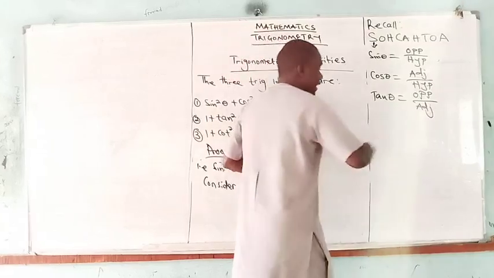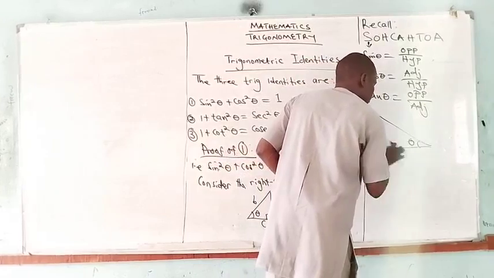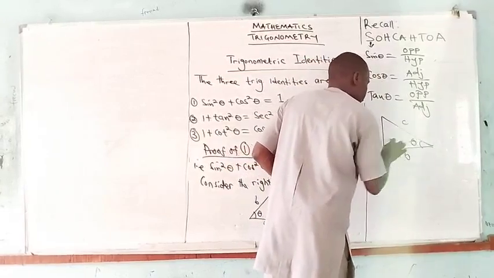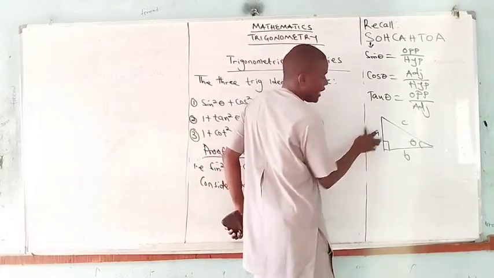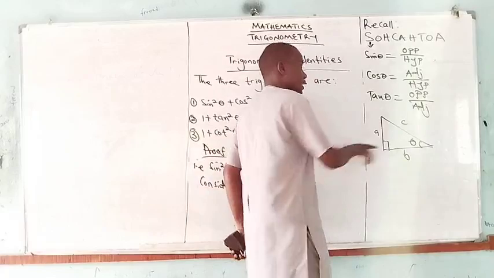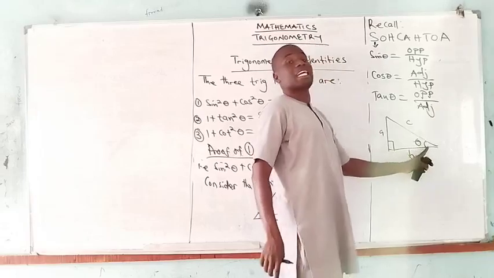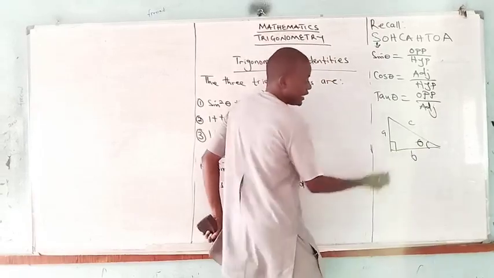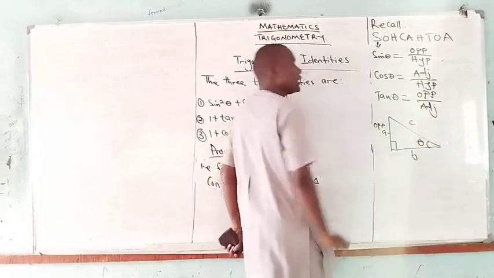So if you have any right angle triangle, how can you identify the opposite? Suppose this is A, B, and C. Look at this. Which side among A, B, and C is facing this angle theta? It is the side A. So this is the opposite of this angle theta.